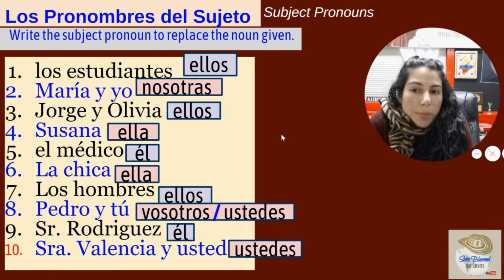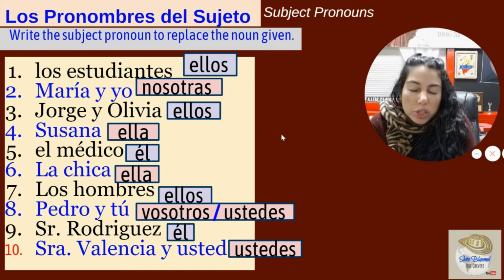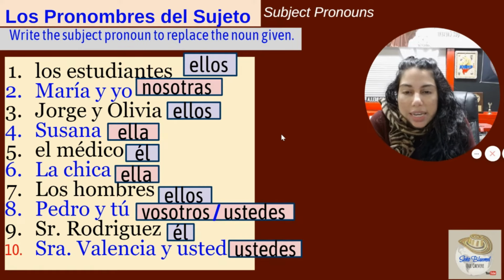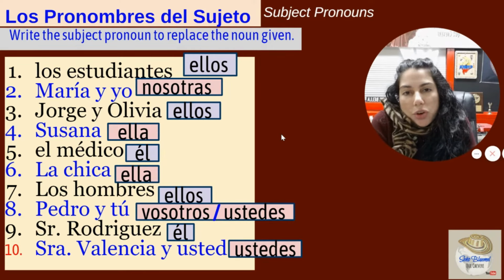María y yo. María is a female, and yo is I. So every time it includes the pronoun yo, you're always gonna go with the plural of yo, which is nosotros or nosotras. In this case, I chose nosotras instead of nosotros because I'm a female. So María y yo would be nosotras.